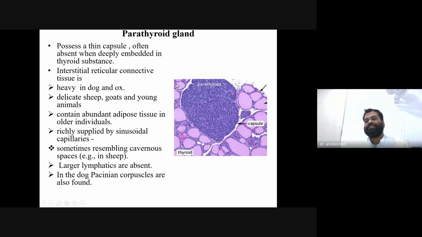And now the parathyroid gland is present just beside, just below the thyroid gland. If we cut the section of thyroid gland, and we see the histology of thyroid, then automatically we will see the histology of the parathyroid gland also, because this tissue will adhere to the thyroid gland. So that's why this parathyroid gland comes. And this is a thin capsule.